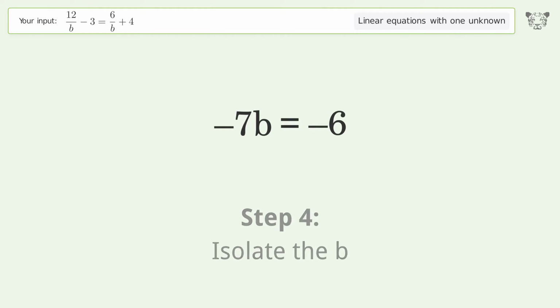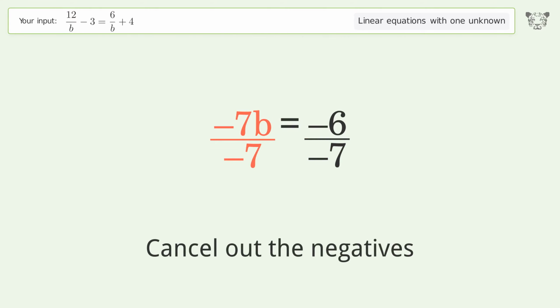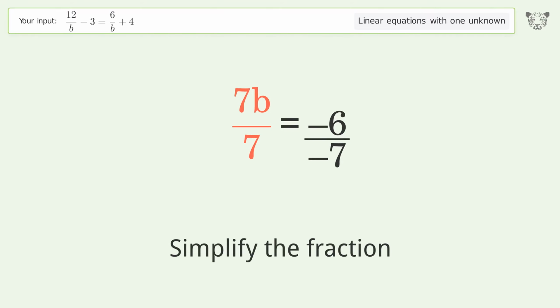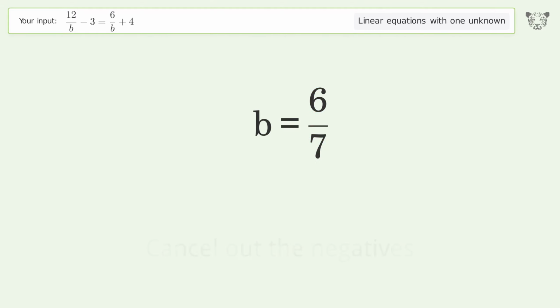Isolate the b. Divide both sides by -7. Cancel out the negatives. Simplify the fraction. Cancel out the negatives. And so the final result is b equals 6/7.